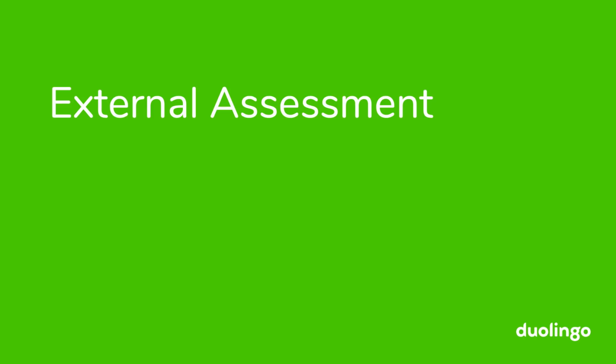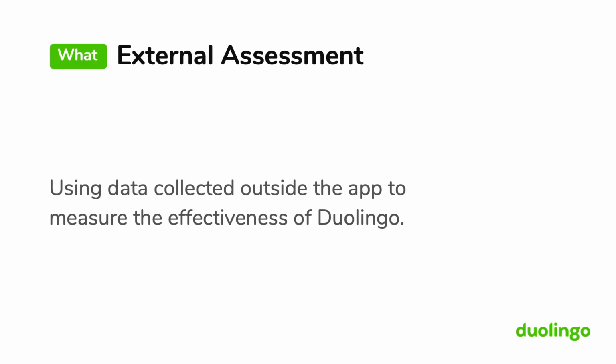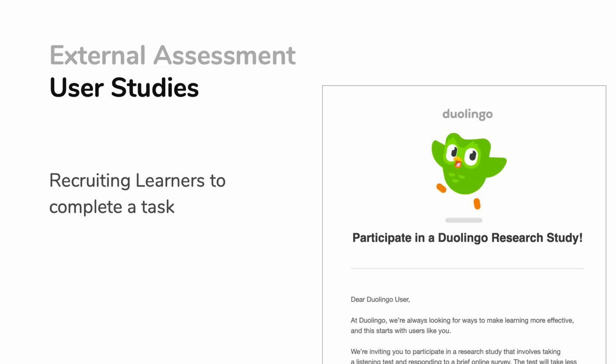And for that reason, we rely on external assessment. External assessment is using data collected outside of the app to measure the effectiveness of Duolingo. One type of external assessment that we have found really successful is user studies. And all that means is that we recruit Duolingo learners to complete some task. Now, this task could be completing a survey, it could be taking a proficiency test, it could be generally anything that we think could be a really useful signal for us measuring the effectiveness of Duolingo.